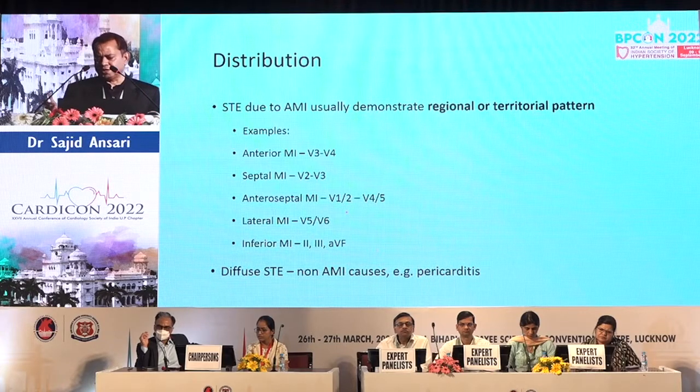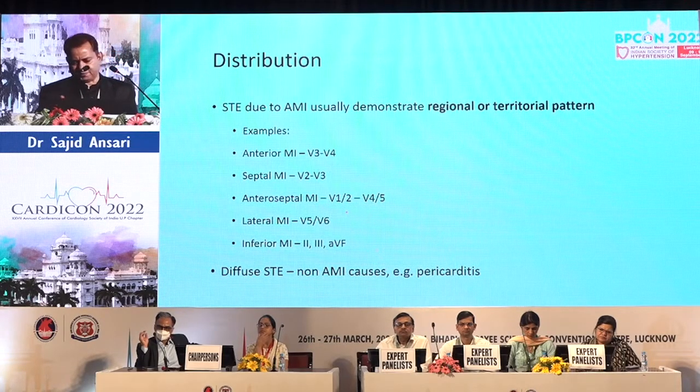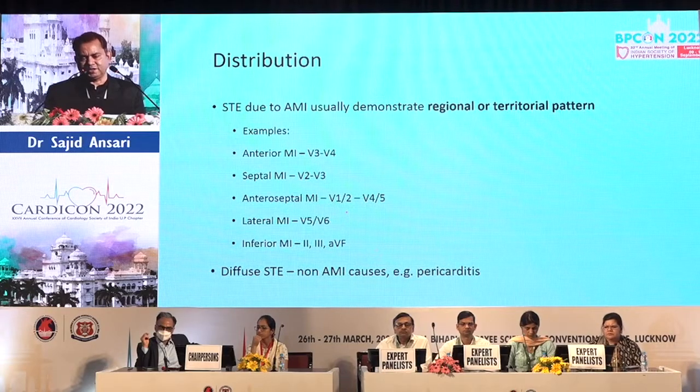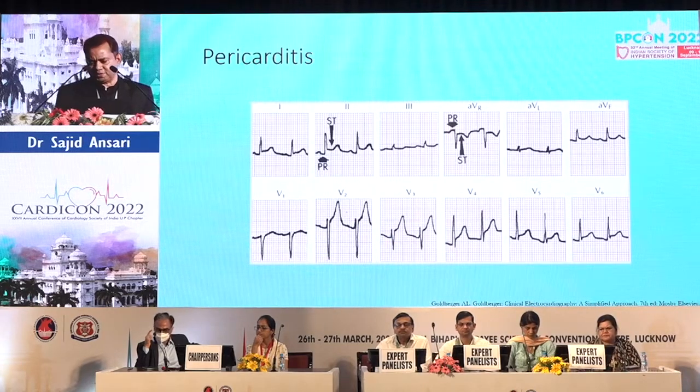For distribution, we know the characteristics: anterior wall MI, anteroseptal, lateral, inferior wall MI. If there are diffuse changes in the ECG throughout the precordial leads and the limb leads, this is more suggestive of pericarditis, particularly with systemic symptoms and a quite young age of the patient. These are the changes in pericarditis.